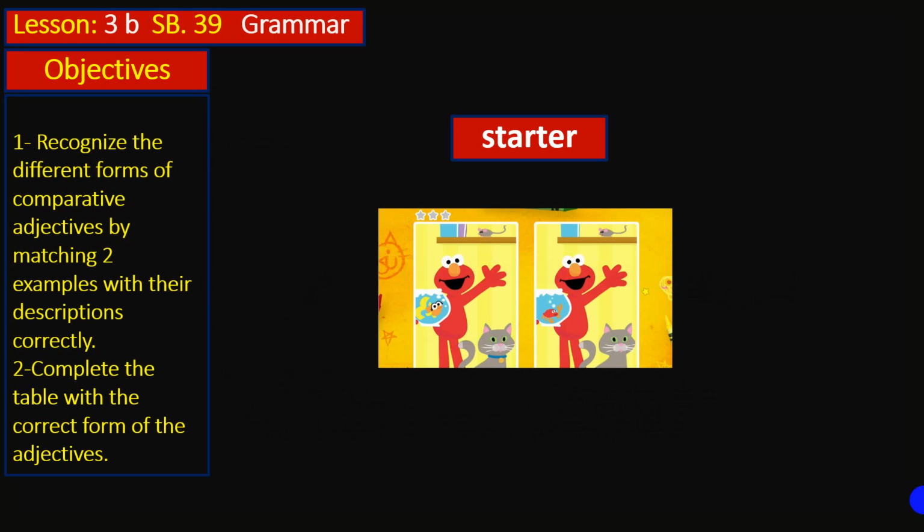Okay, now to start with our lesson for today. For today we are going to study Student Book page 39. Today we are going to study grammar. Our objectives for today: number 1, recognize the different forms of comparative adjectives by matching two examples with their description correctly. Number 2, complete the table with the correct form of the adjectives.